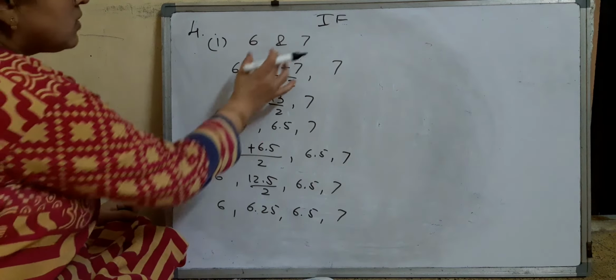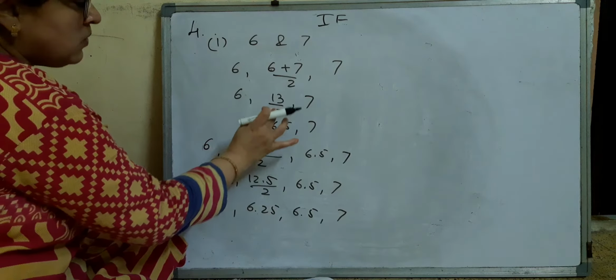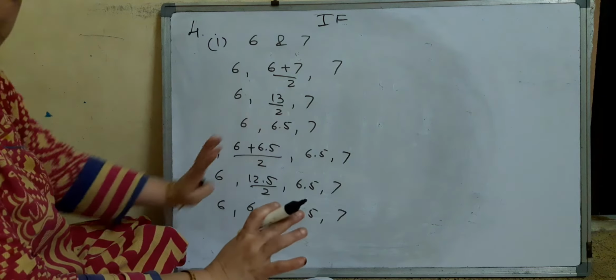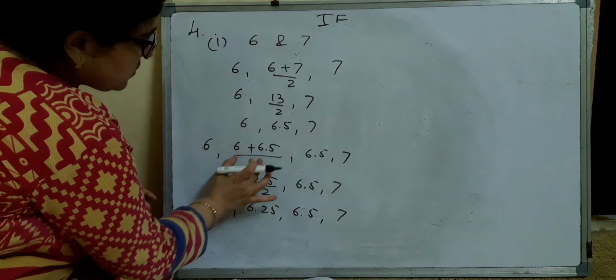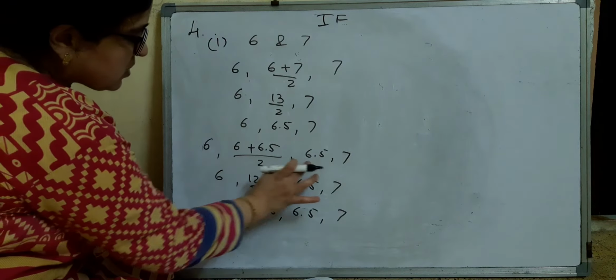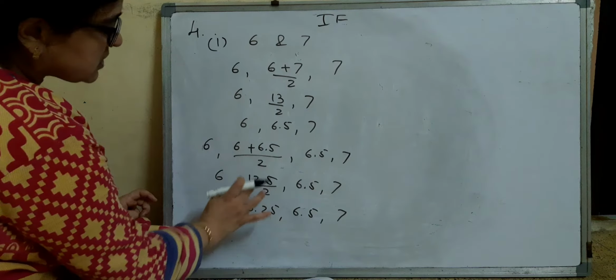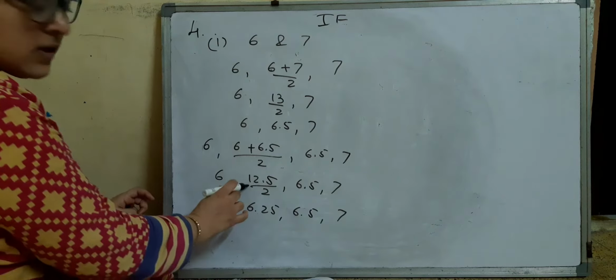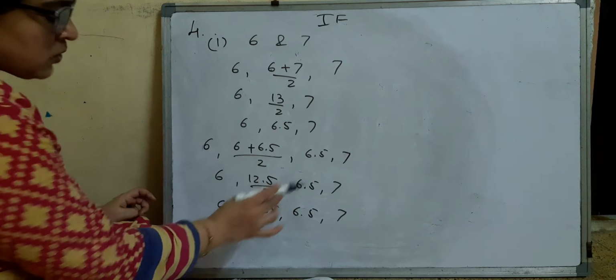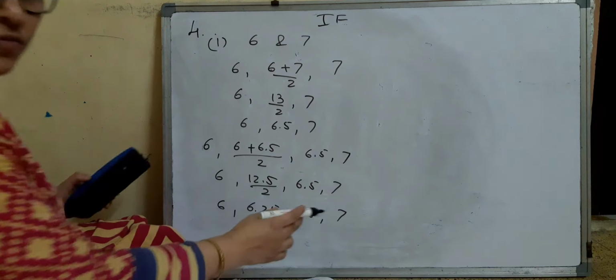What we have to do? First add these two and divide by 2, you get the first rational number 6.5. Now you have to add these two, right? So you add these two upon 2. The first number is the second, third and fourth. So 6 plus 6.5 is 12.5. 12.5 divided by 2 is 6.25. The two rational numbers are 6.25 and 6.5.